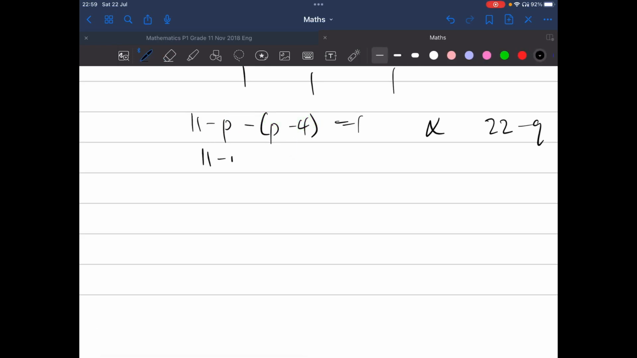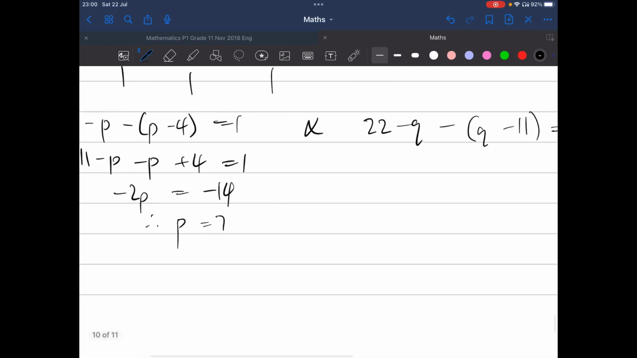Okay, so 11 minus p plus 4 equals 1. So minus 2p equals 2, and I'll just bring those to the other side. So 1 minus 11 minus 4 gives us minus 14. So therefore p equals 7 because I divide by minus 2.